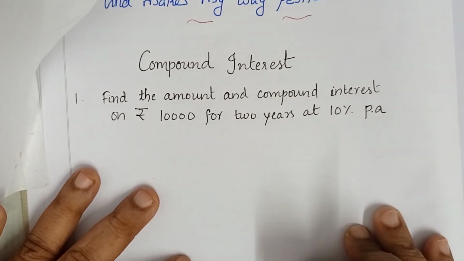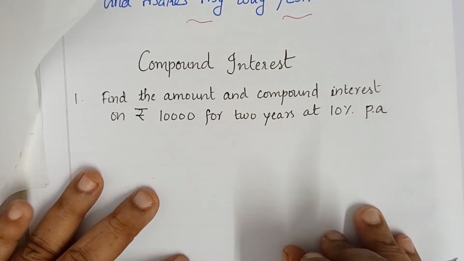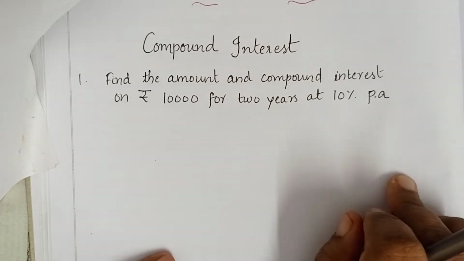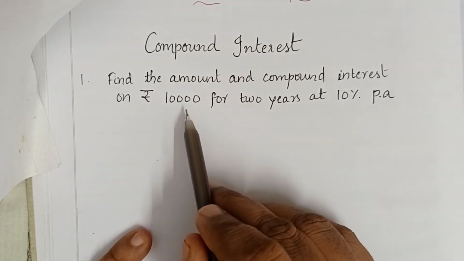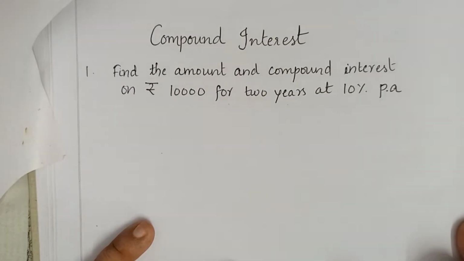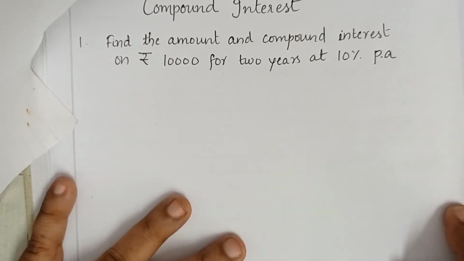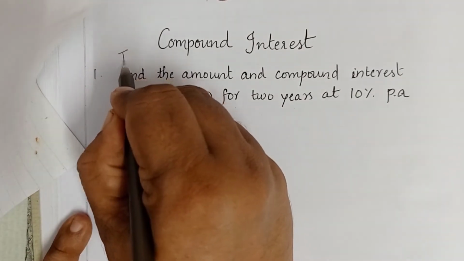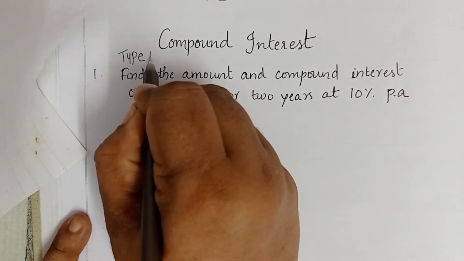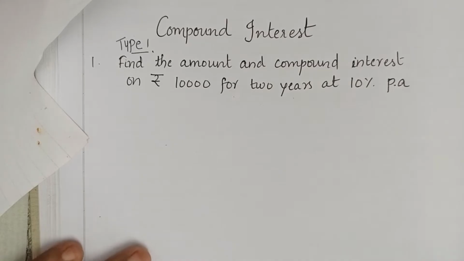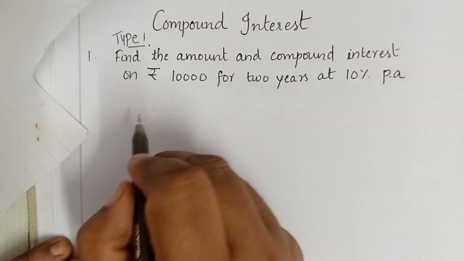Find the amount and compound interest on, write one by one. Find the amount and compound interest on rupees 10,000 for 2 years at 10%. Okay, you can write this question. This is type 1. All of you write type 1 question. Direct question. Find the compound interest and amount. All of you look at the board.